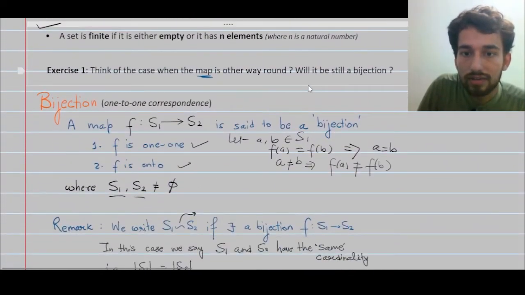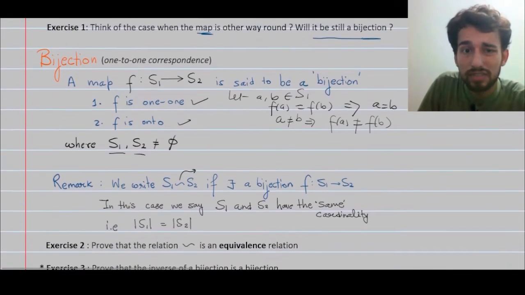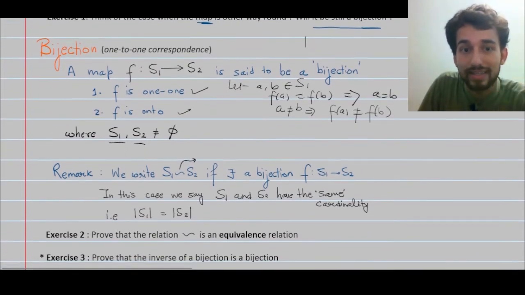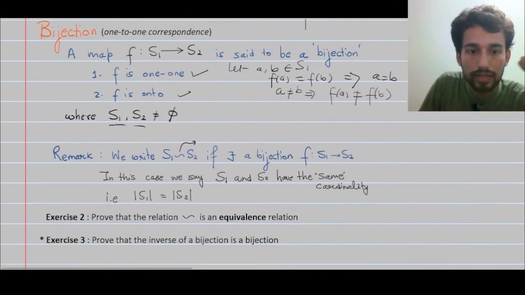The map that I have asked about will still be a bijection. So try to think of some examples. If it's yes, then try to prove it through mathematical reasoning. And if you find some counterexample, then try to think about it in that case also.